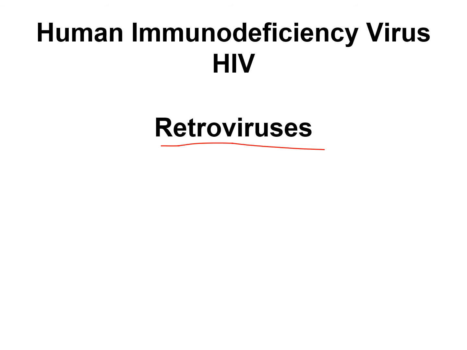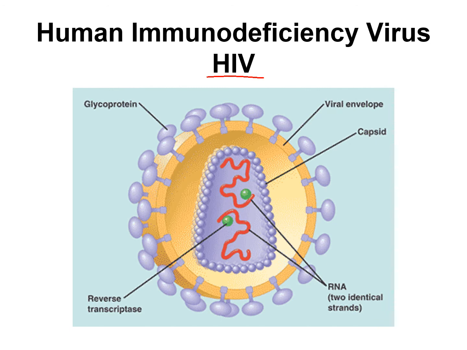Technically, retroviruses are a type of RNA virus because their genome is composed of RNA, but they have a slightly different life cycle that I want to go through. There are many types of retroviruses, but the most famous one is human immunodeficiency virus, otherwise known as HIV. All retroviruses have the same basic structure. All of the retroviruses are enveloped, so they have that phospholipid bilayer, and they have those spikes embedded in the phospholipid bilayer.